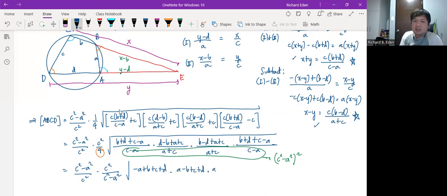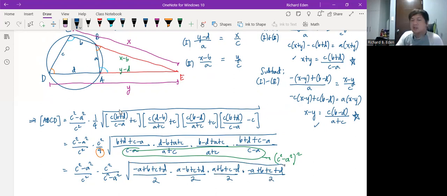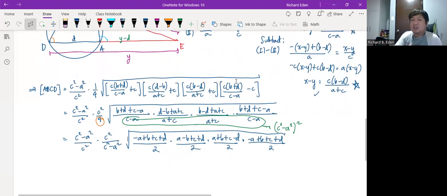And then a plus b plus c minus d. And then lastly, we have negative a plus b plus c plus d, and then over 2, over 2, over 2, over 2. The unwieldy fractions can be written much more simply if we use the semi-perimeter. So for example, s is equal to a plus b plus c plus d over 2.